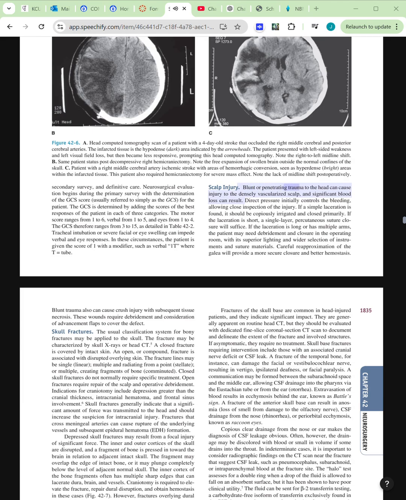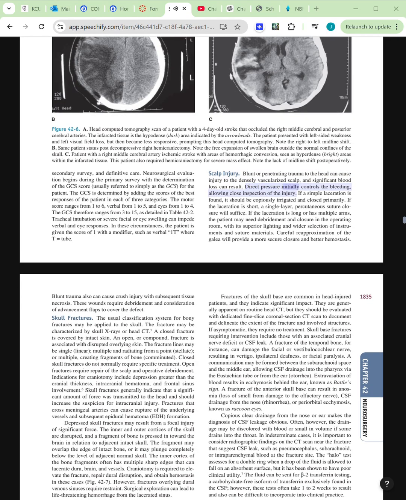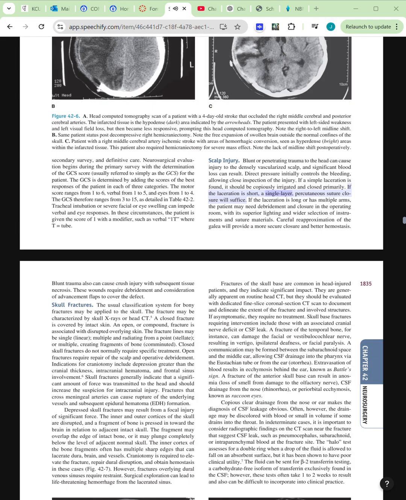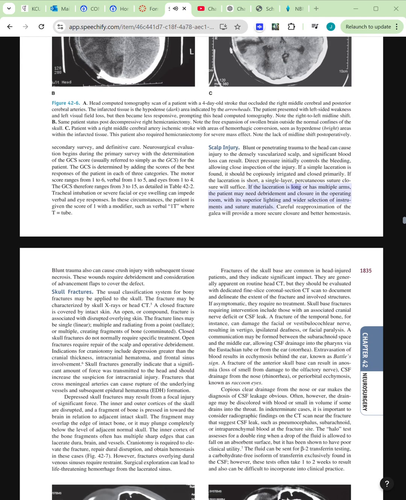Scalp injury. Blunt or penetrating trauma to the head can cause injury to the densely vascularized scalp, and significant blood loss can result. Direct pressure initially controls the bleeding, allowing close inspection of the injury. If a simple laceration is found, it should be copiously irrigated and closed primarily. If the laceration is short, a single layer, percutaneous suture closure will suffice. If the laceration is long or has multiple arms, the patient may need debridement and closure in the operating room.